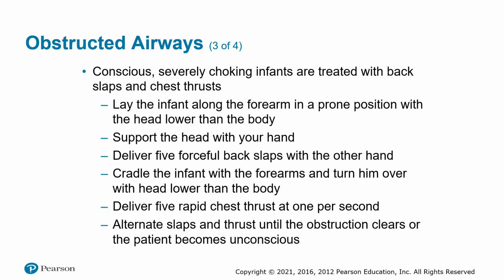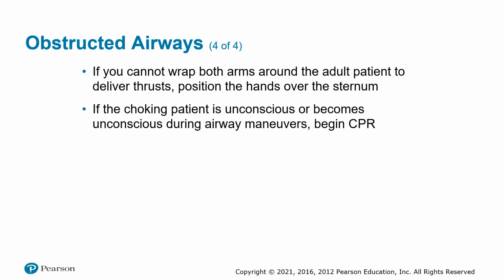Conscious, severely choking infants are treated with back slaps and chest thrusts. We want to deliver 5 forceful back slaps and 5 rapid chest thrusts. If you cannot wrap both arms around the adult patient to deliver those thrusts, position the hands over the sternum. If the choking patient is unconscious or becomes unconscious during airway maneuvers, begin CPR.